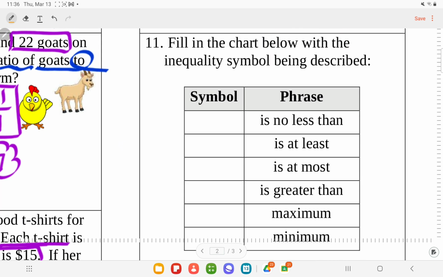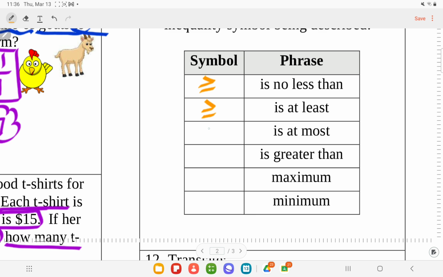Fill in the chart below with the inequality symbol being described. Is no less than means that it would be greater than or equal to. Is at least, you must get at least a 65 on a test. You can get more than that or exactly a 65 to pass. Is at most, we use the reference, you can get at most 100. You can get less than or equal to 100.